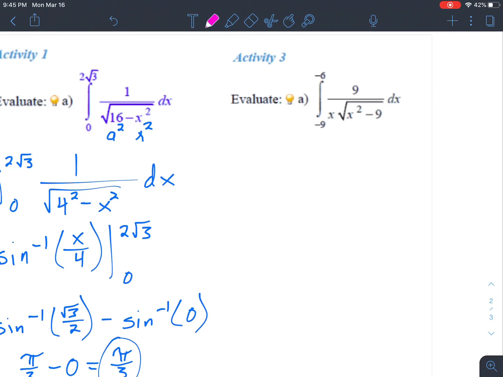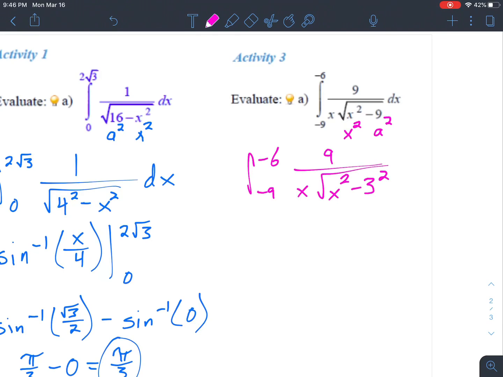let's again label. We've got our x squared there in the front. We know we've got a squared there. I'm going to rewrite this. We've got negative 9 and negative 6. Up on top we have 9, and then we have x times the square root of x squared minus 3 squared.